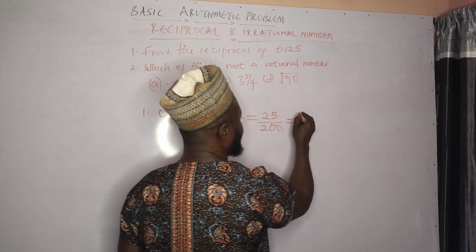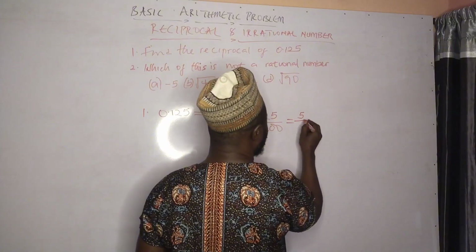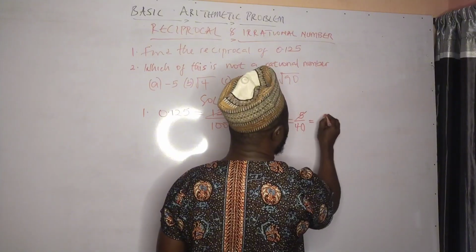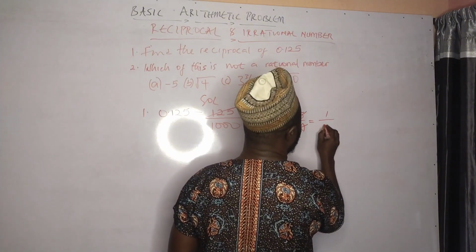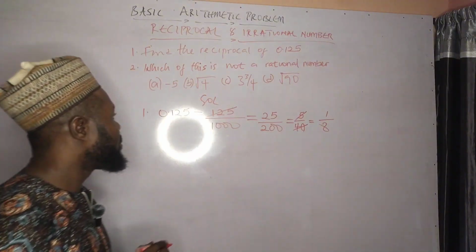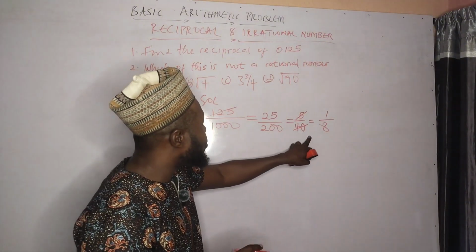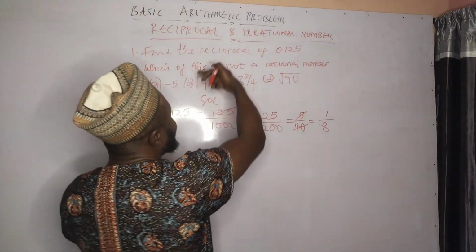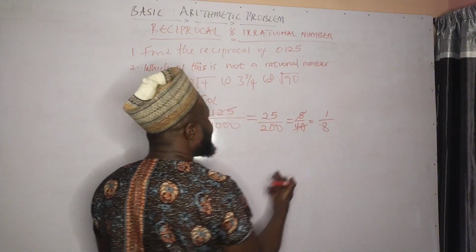So 5 in 25, that is 5. In 200, 5 in 20 is 4. 5 in 40, this is 8. So we have converted it to a fraction. So that means they are indirectly asking us to find the reciprocal of 1 over 8.